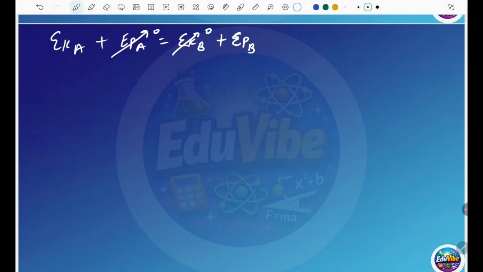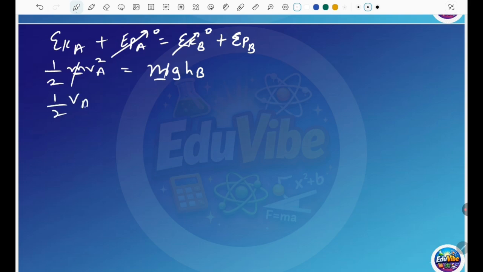From here we get that EK is half m v A squared, and EPB is, as you all know, m g hB. That mass should be the combined mass, mass 1 plus mass 2. But this mass cancels out because when they divide, they cut out. So we are only left with half vA squared equals g hB.